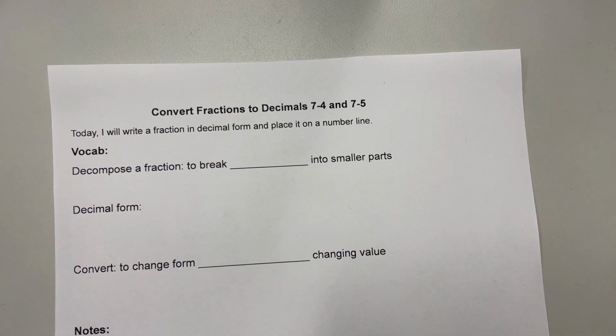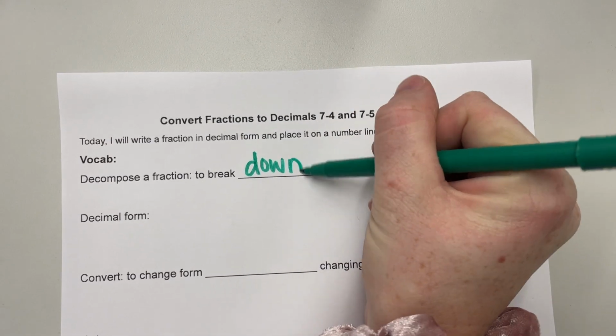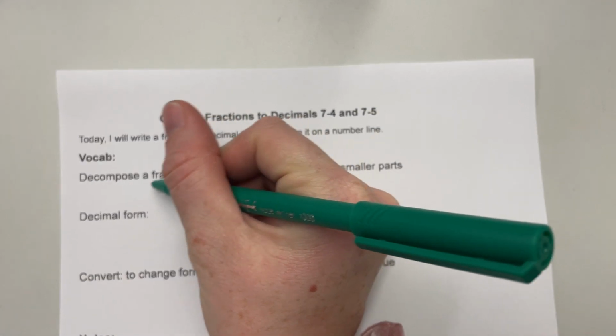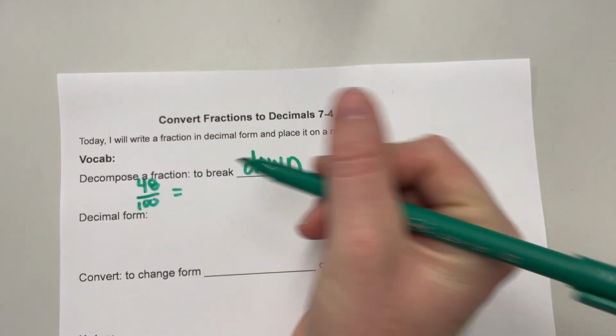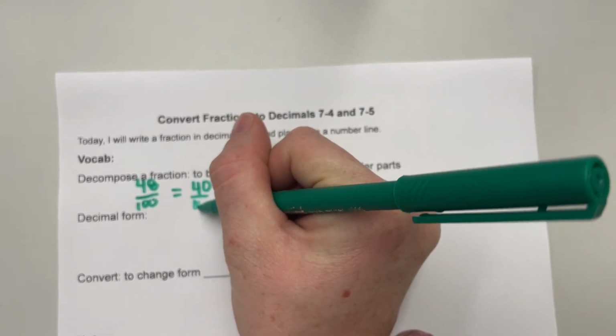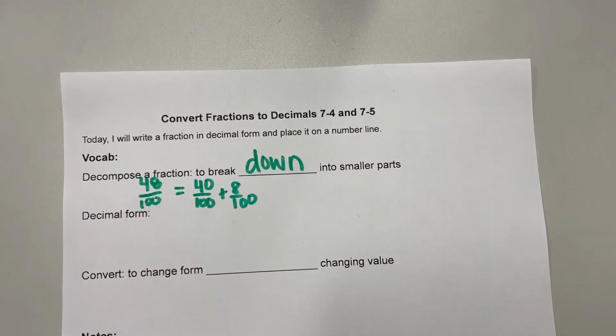So first we have to go over our vocab. Decompose a fraction, that's to break down into smaller parts. So if I have 48 hundredths, I'm going to break that down into smaller parts. So I have 40 hundredths plus 8 hundredths.